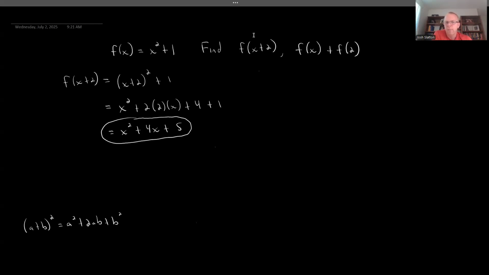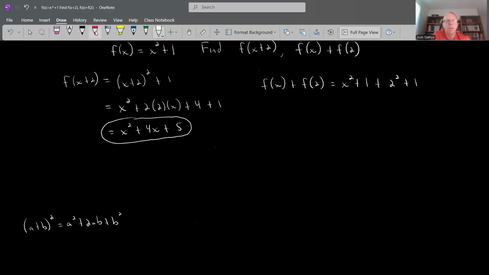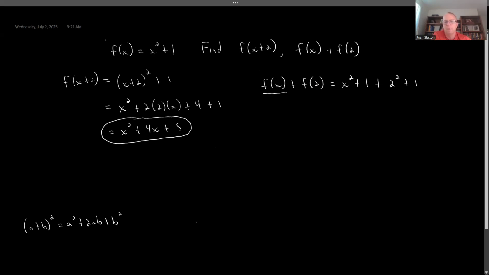All right, so how about f of x plus f of 2? So f of x we already have, of course, is x squared plus 1. And so how do we get f of 2? Well, whatever is in the parentheses, you plug in to the x. So this would be 2 squared plus 1. And so let's see, maybe change colors here. Oh well. F of x right there. And then we'll just do a straight line and a squiggly line. So there is our f of 2.